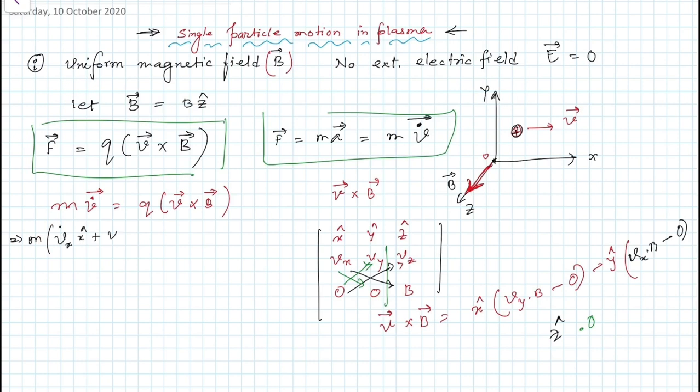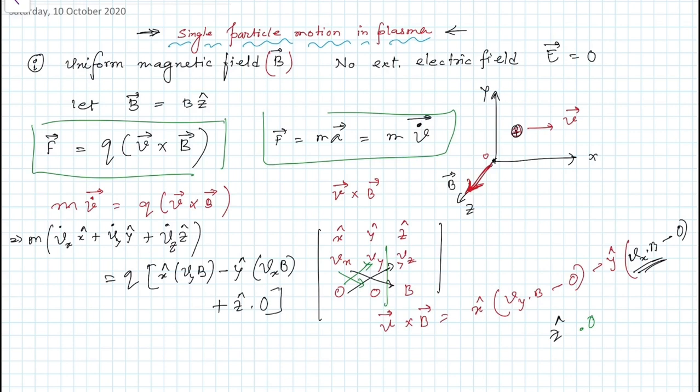So here you see, now we can write the left hand side like this: m (vx dot x cap plus vy dot y cap plus vz dot z cap) is equal to, then this is the left hand side, so the right hand side can be written as q into (x cap vy B minus y cap vx B plus z cap into 0). So that is what we have got now.